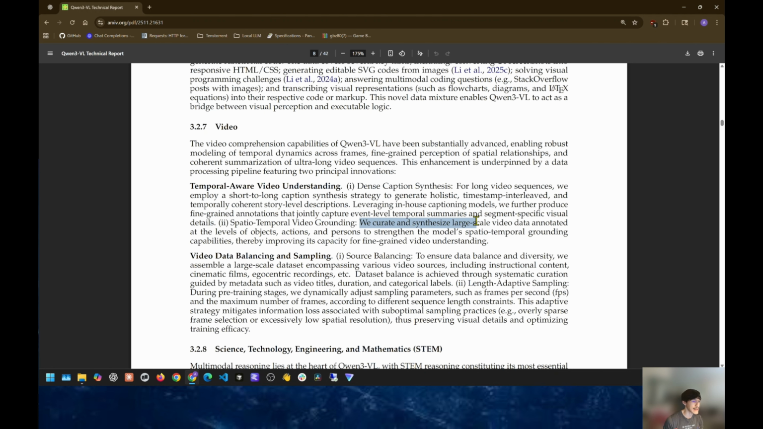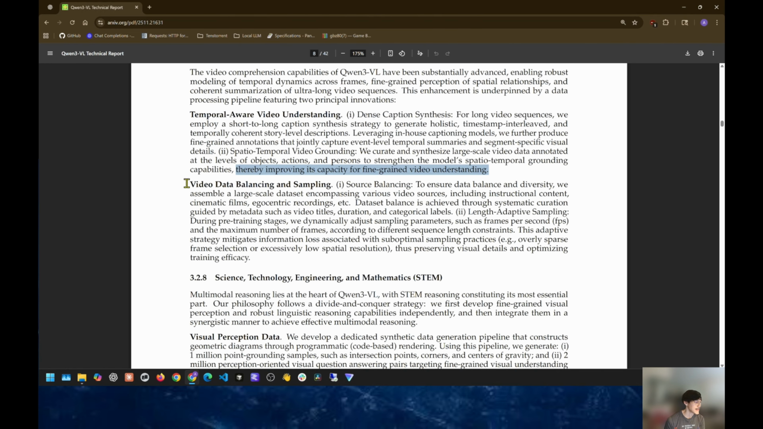Spatiotemporal video grounding. We curate and synthesize large-scale video data annotated at the levels of objects, actions, and persons to strengthen the model's spatiotemporal grounding capabilities, thereby improving its capacity for fine-grained video understanding. Video data balancing and sampling. 1. Source balancing. To ensure data balance and diversity, we assemble a large-scale dataset encompassing various video sources, including instructional content, cinematic films, egocentric recordings, etc. Dataset balance is achieved through systematic curation, guided by metadata such as video titles, duration, and categorical labels.